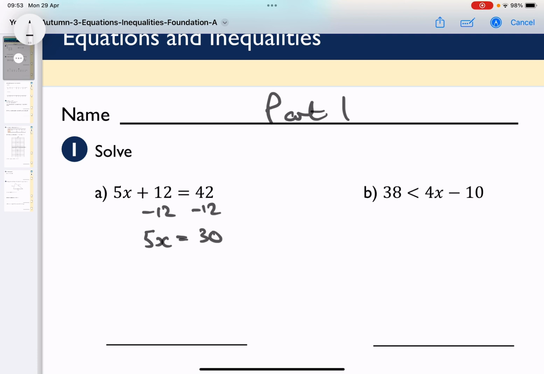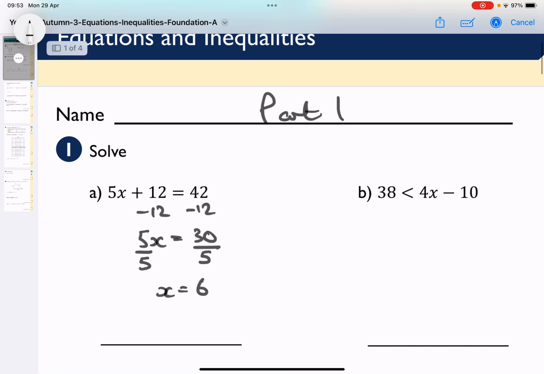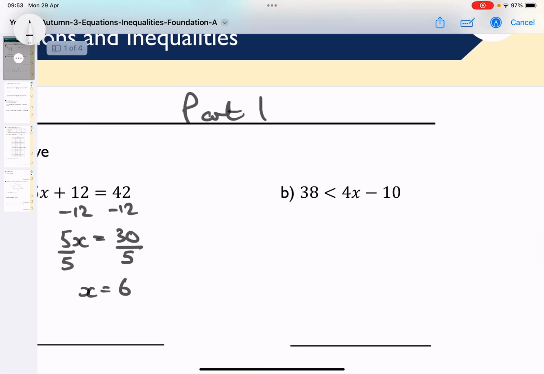To get rid of a 5 next to an x, well, it's 5 times x, so we divide. I do show it with a fraction line. And so how many 5's in 30? x equals 6.